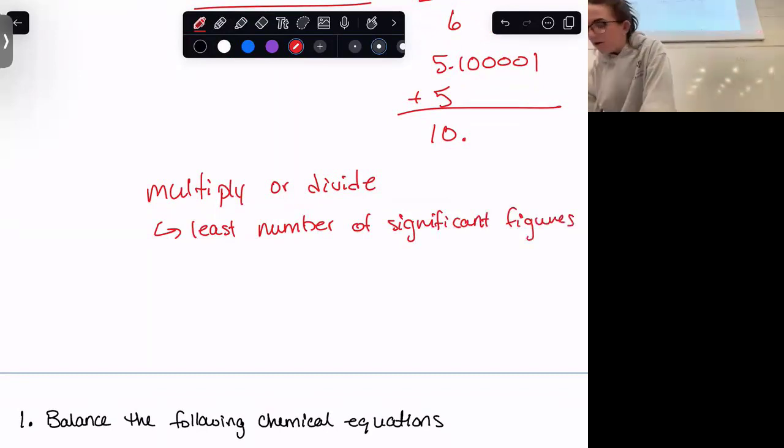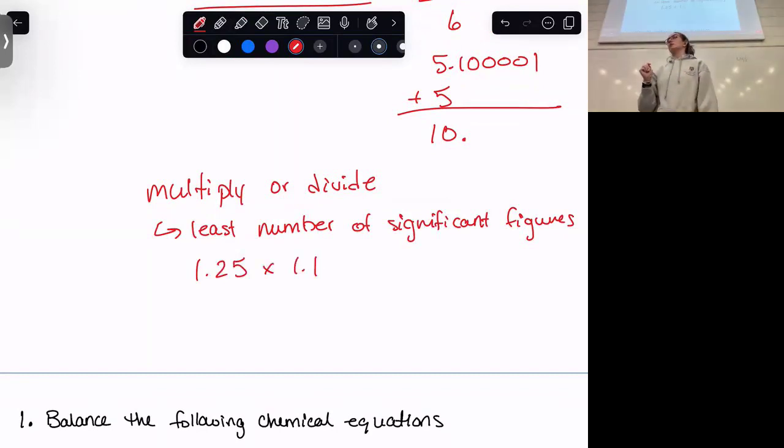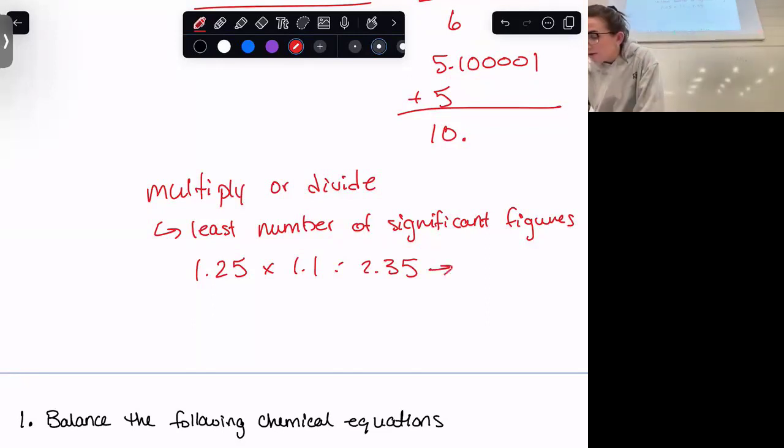Okay, so if we have 1.25 multiplied by 1.1, how many total sig figs are we going to have? We're going to have 2, right? So this is going to be 2.35. I picked a good one. So what is the answer going to be? It'll be 2.4. We'll round this to 2.4.